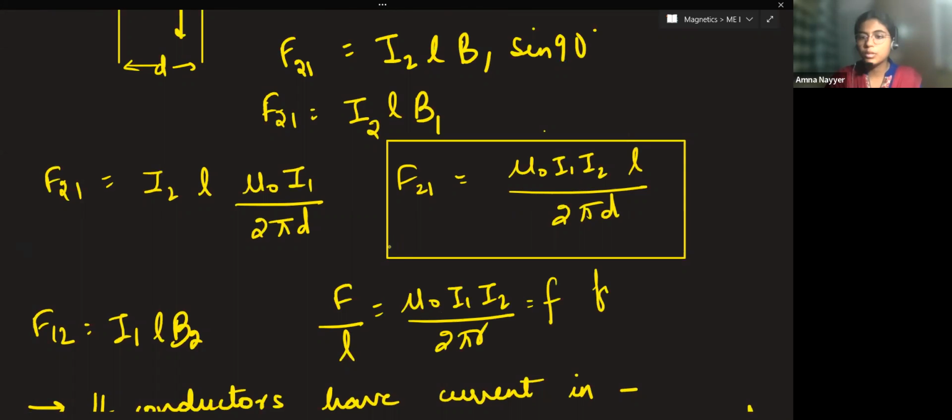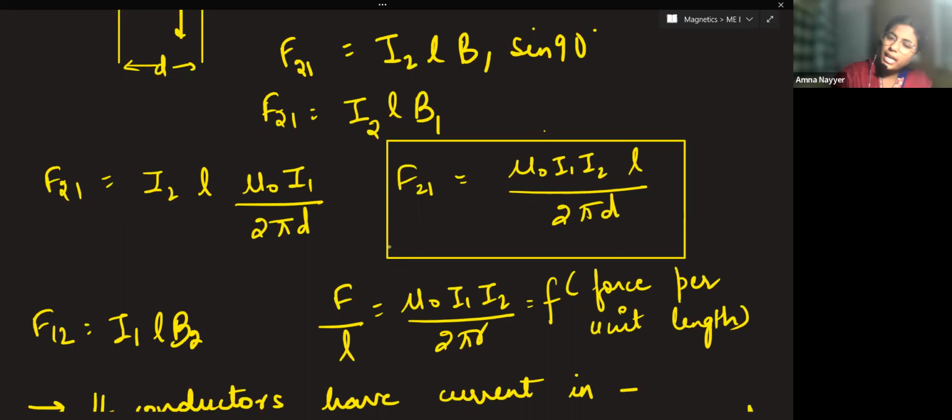This is force per unit length. What have I done? I have just brought a length into the denominator. So mu naught I1 I2 divided by 2 pi d is left, and force by length is force per unit length. So in questions of force between two parallel straight conductors, the question can be from force per unit length as well, and the question can be directly from the force.